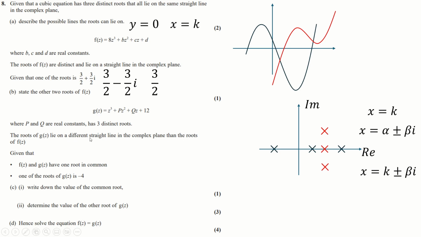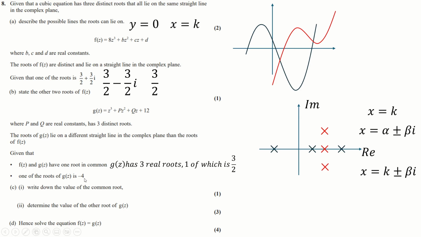Now, if g of z's roots lie on a straight line, it could just be the same line, except then all 3 roots would be in common, and they only have 1 in common. Now, it can't be a different vertical line, because then it would have no roots in common with the 3 reds here. So it must therefore be the horizontal line case, and the one that's in common is the real one. So therefore, the real root in common is 3 over 2, and g of z has 3 real roots, is what we can conclude from this simple sentence here.